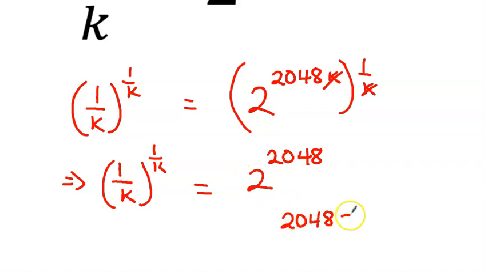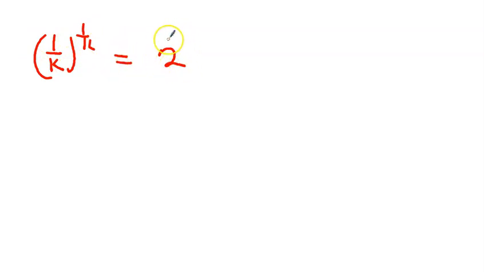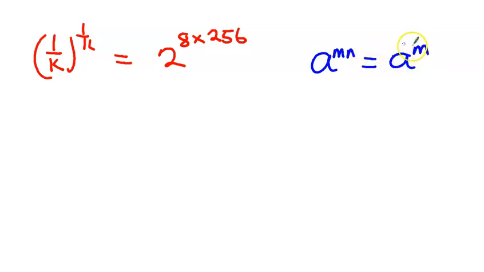2048 can be written as 8 times 256. So if that is the case, then we are going to have 1 over k all raised to the power 1 over k is equal to 2 raised to the power, instead of 2048, write it as 8 times 256. And from indices, a raised to the power mn can be written as a raised to the power m all raised to the power n here.